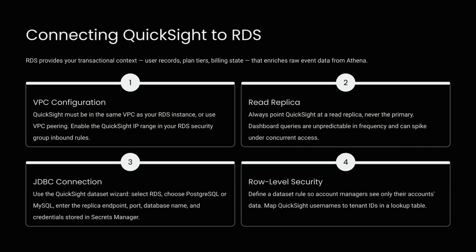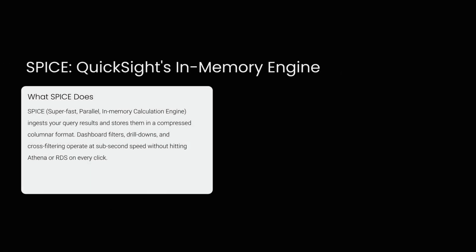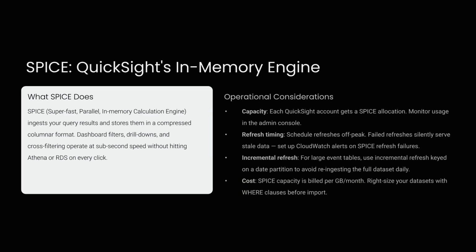Use the JDBC connection wizard for setup, and define row-level security for multi-tenant data isolation. SPICE is QuickSight's in-memory engine, which speeds up dashboard filters and drill downs. Operational considerations include monitoring capacity, scheduling refreshes off-peak, using incremental refresh for large tables, and right-sizing datasets to manage cost.